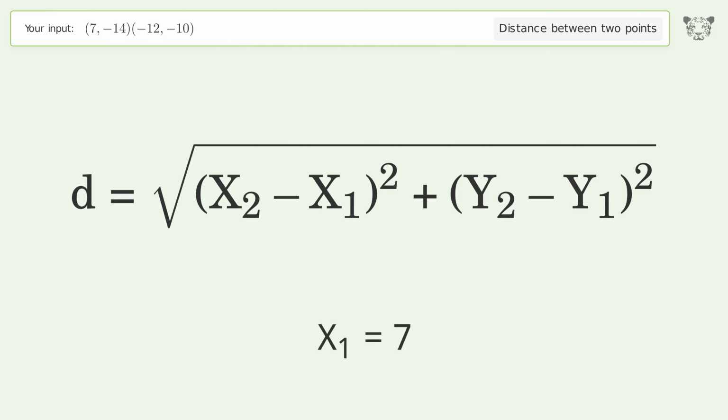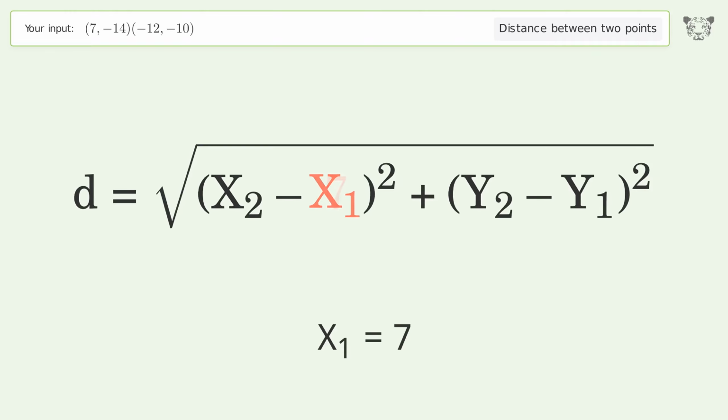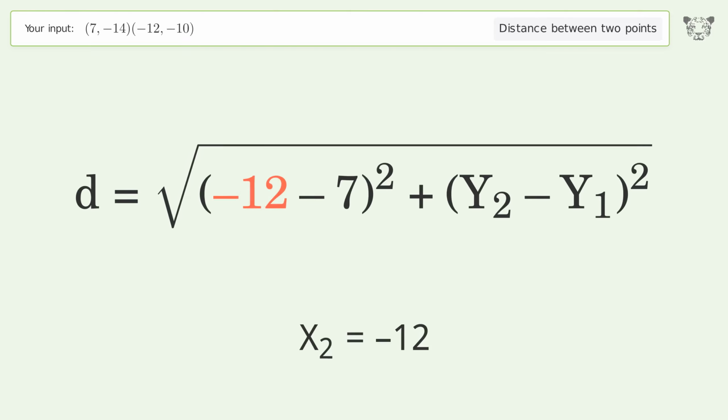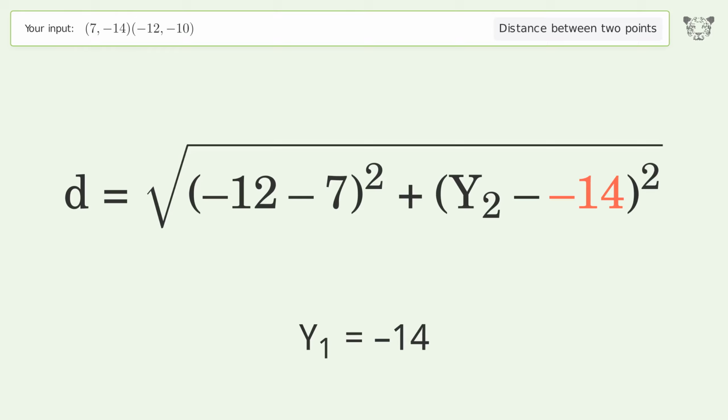x1 equals 7. x2 equals -12. y1 equals -14. y2 equals -10.